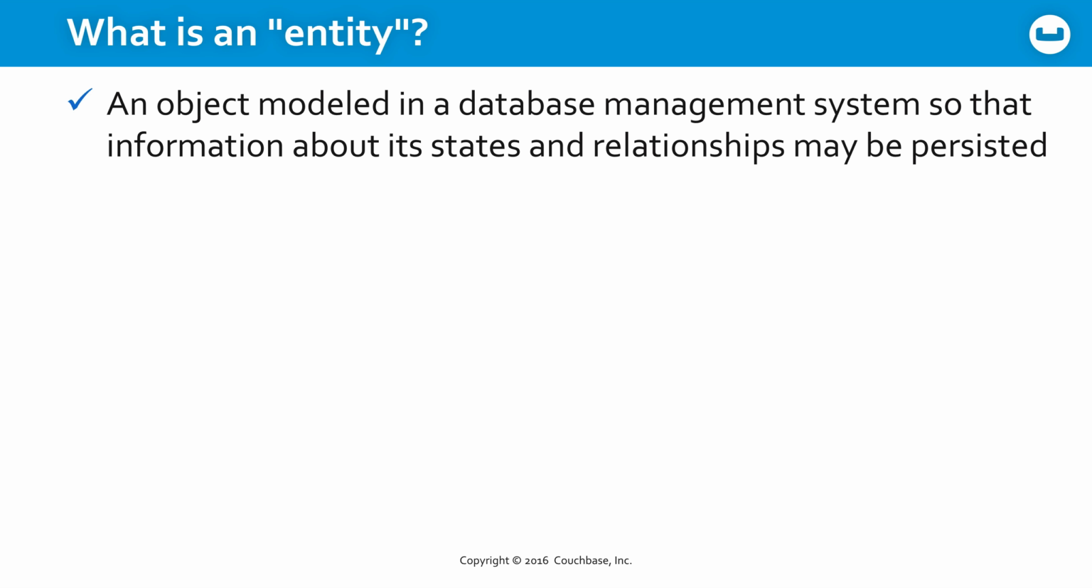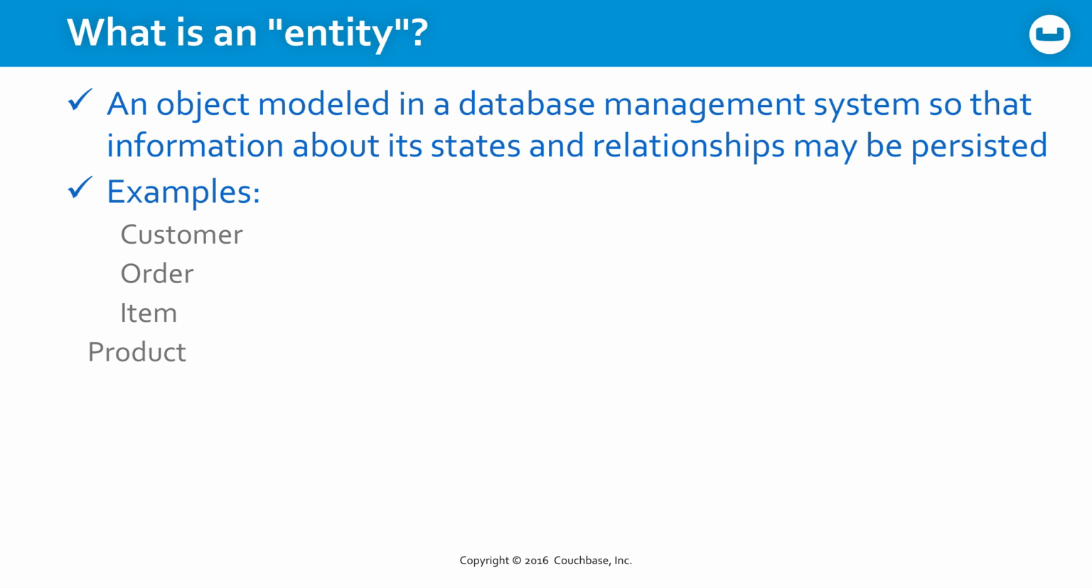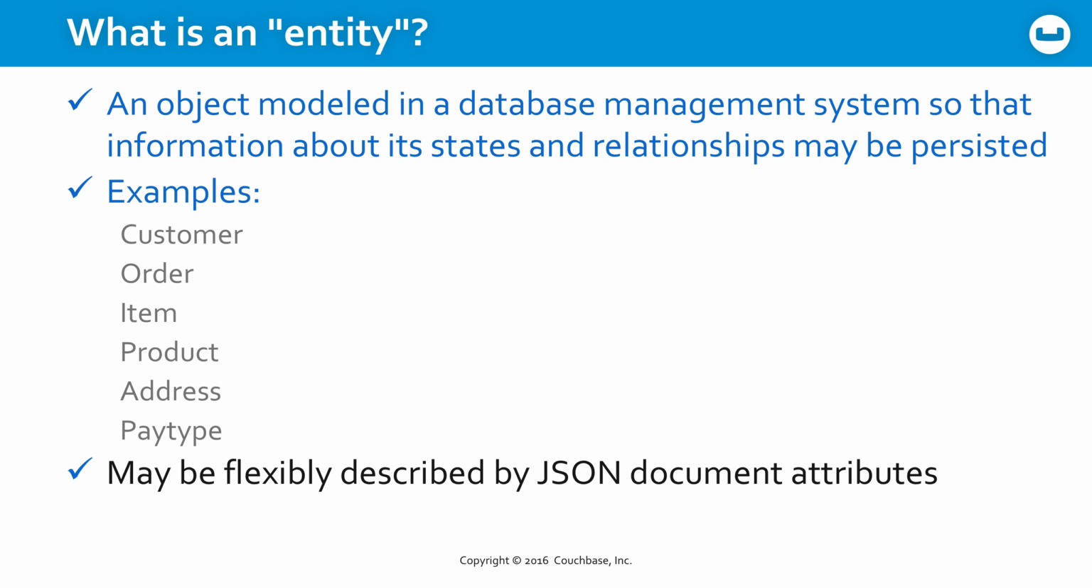It could be described as an object that's modeled in a database management system so that the states and relationships of individual instances of that object could be persisted over time. So if you have an order processing system, you might have entities like customer, order, item, product, address, and pay type. So the question becomes, how can you describe those in JSON document attributes?